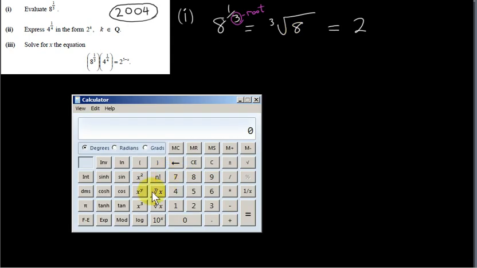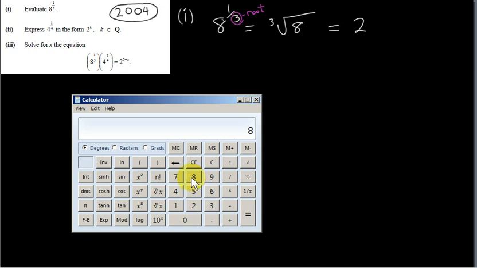Evaluate 8 to the power of 1/3. Now I explained in the previous video that 8 to the power of 1 over 3 is actually the cubed root of 8. This number here is the root. You should know that the cubed root of 8 is 2, because 2 times 2 times 2 is 8. We can get the cubed root of 8 using the calculator.